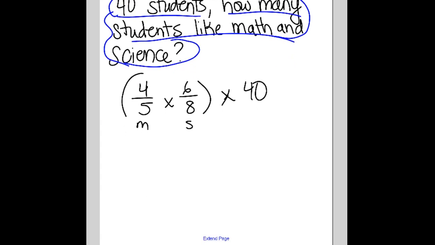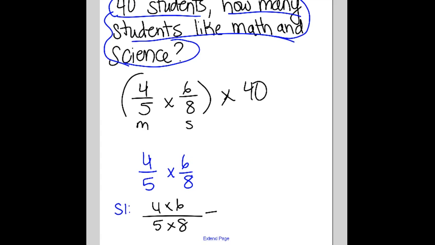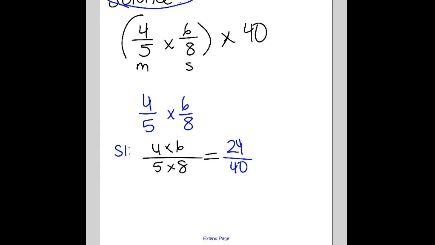So step one, we always do what's inside of the parentheses first. Inside the parentheses is 4/5 times 6/8. Of course, step one is to multiply across. So that's 4 times 6 on top, which equals 24. On the bottom, we're doing 5 times 8, which equals 40. And now we don't have to simplify for this.